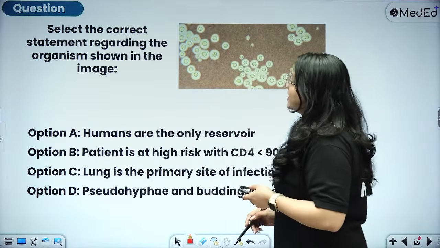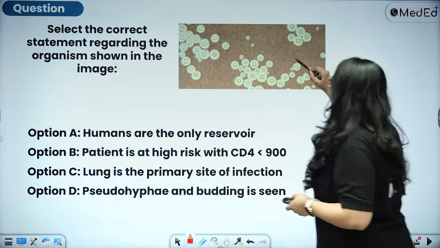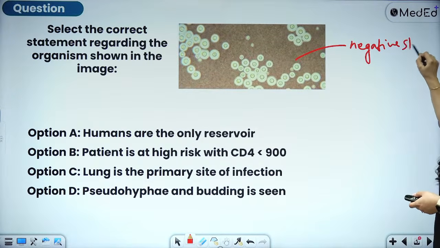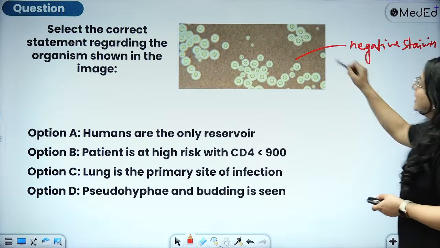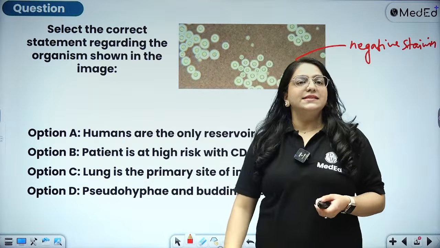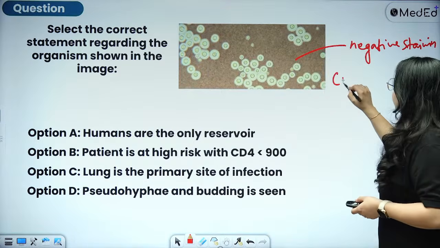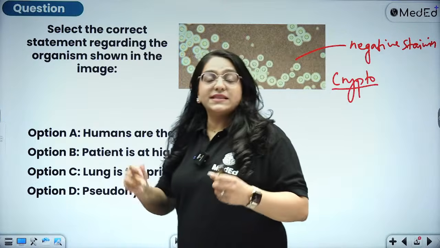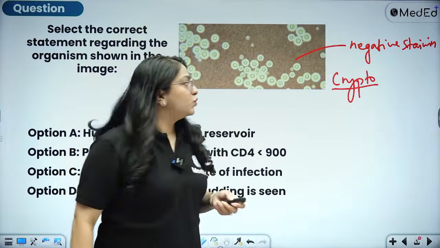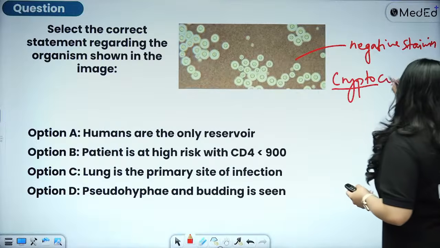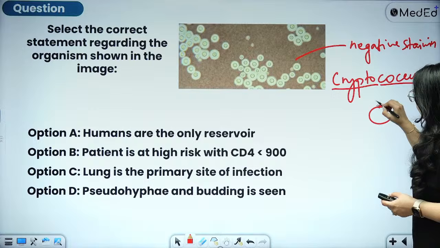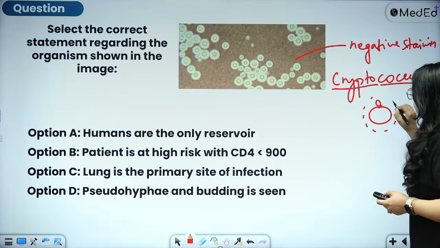So select the correct statement regarding the organism. What is this? This is negative staining, the negative India ink staining, and we all know that this refractile halos and the yeast cells inside, this is always the crypto. Crypto means hidden, right? Crypto means hidden. So it is hidden beneath a capsule. So Cryptococcus because it is a round fungus. It is round fungus with narrow based budding and hidden inside a capsule.